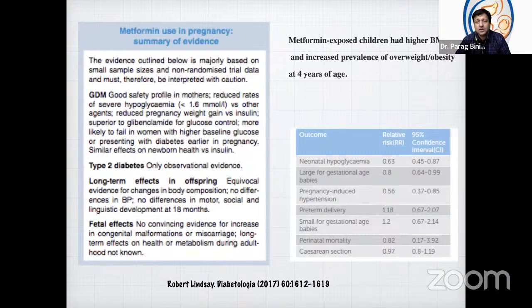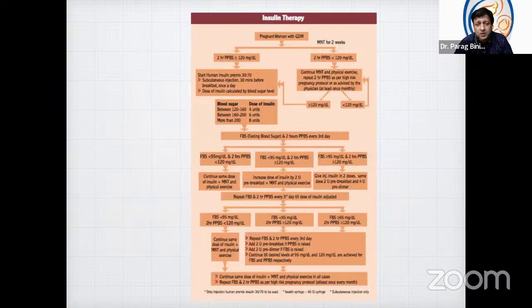It was found out that metformin exposed children had higher BMIs at the age of 4, and they also had increased prevalence of being overweight or obese at the age of 4 years or so. Coming to insulin therapy, and I've borrowed this chart from the Government of India guidelines on hyperglycemia in pregnancy, and it explains beautifully how we should be monitoring the blood sugars, how insulin has to be administered, and we can blindly follow this particular chart to make sure that we control blood sugar levels properly.